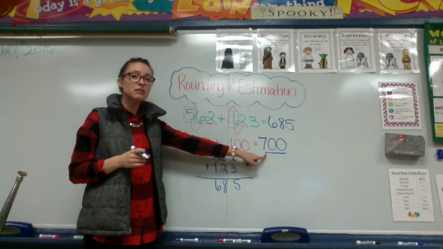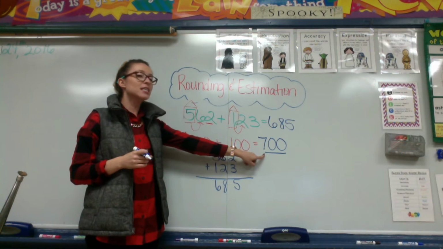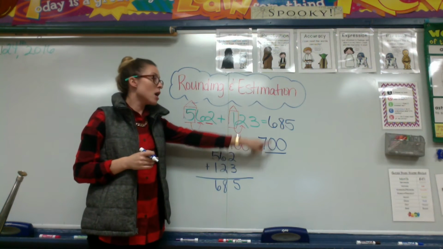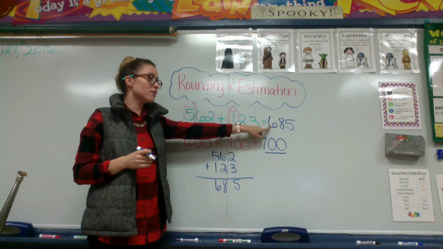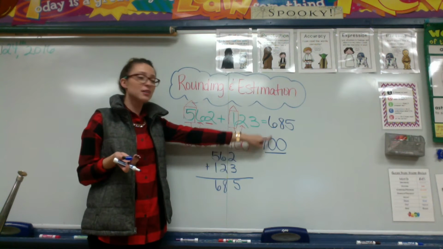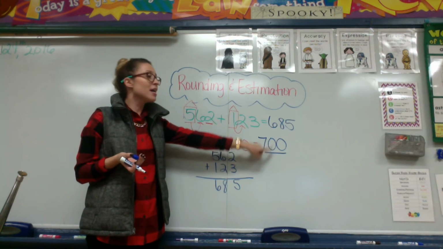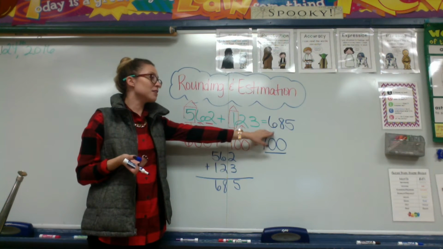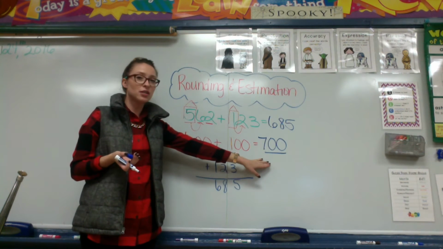Now we can definitely say that 700 is a reasonable estimate. And we know that because 685, if we draw out a number line, is not too far from 700. Secondly, 685 would also round up to 700.